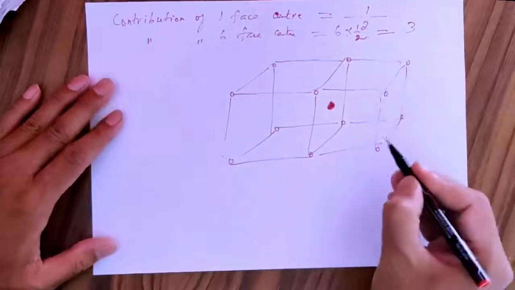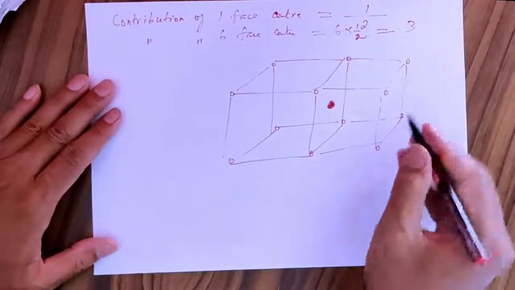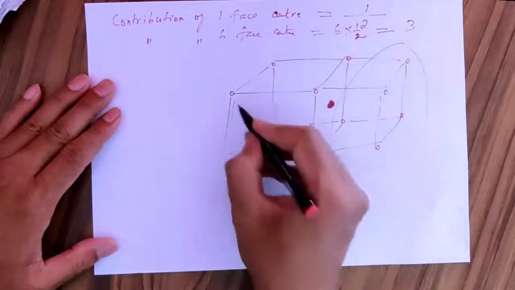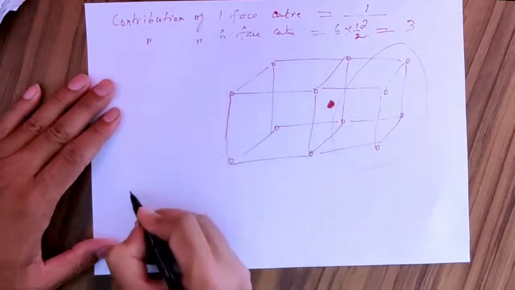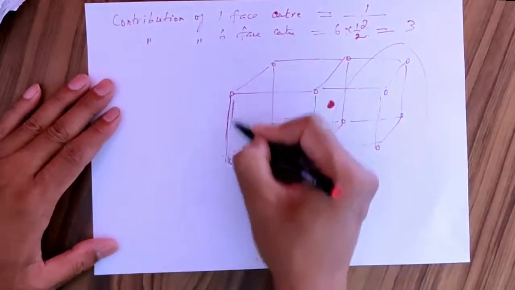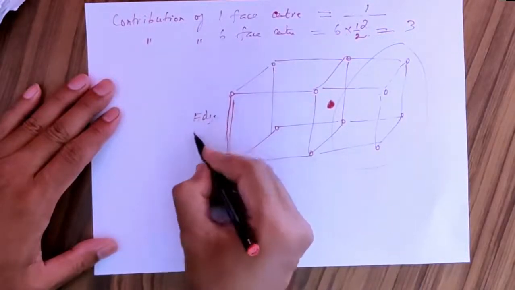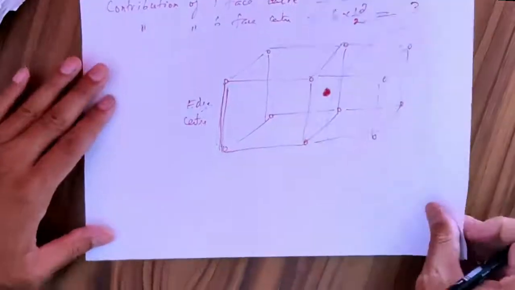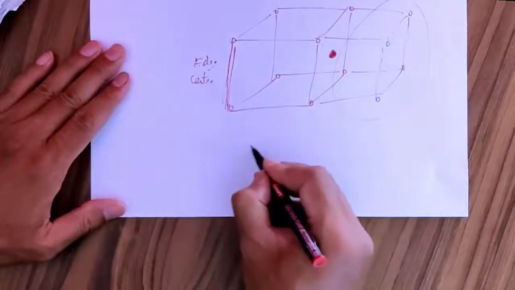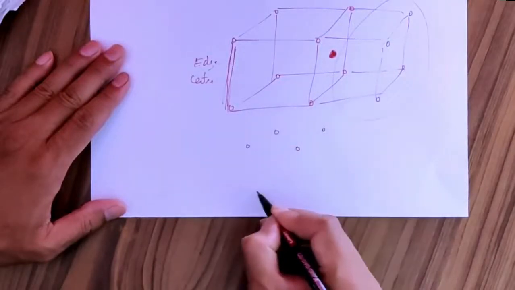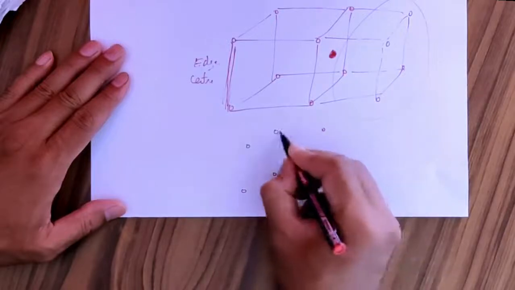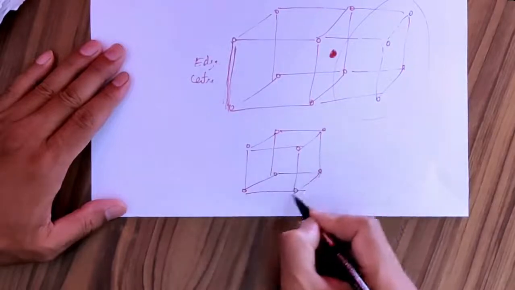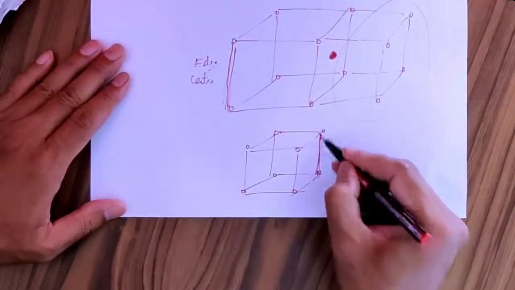Next, consider only this unit cell. Now, H, the edge center. Calculate the contribution of an edge center. We calculate only one. Draw the diagram.